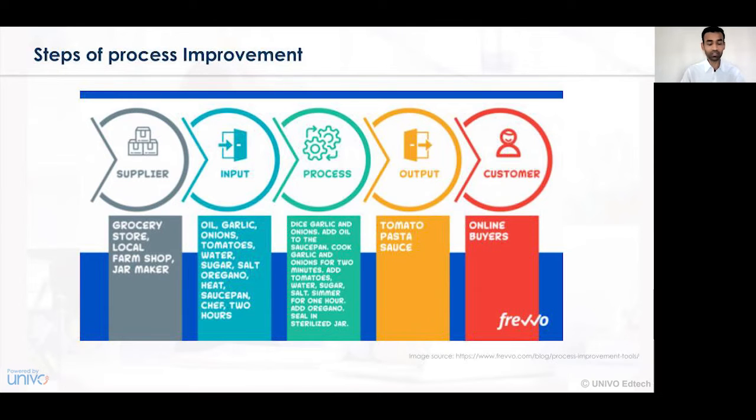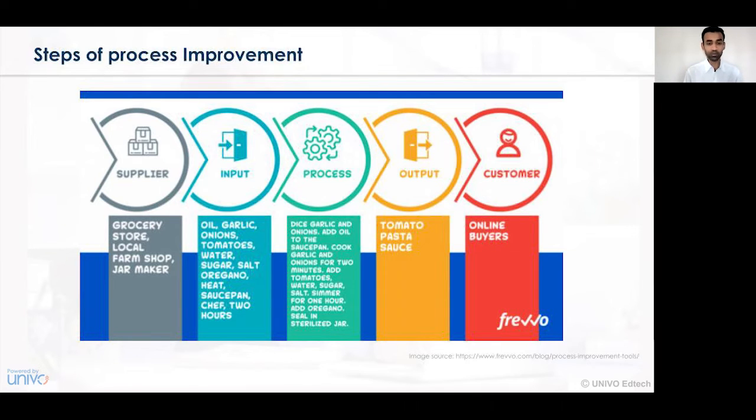So in case of the supplier, we need to identify what will be the amount of grocery that will be required, where is the grocery store, whether the grocery will be sourced from the local farm shop or from where the grocery will be purchased. And lastly, from where the jar will be taken, that is the container in which the sauce needs to be packed and delivered to the customer. And hence, we need to identify the supplier from all those perspectives, that is the grocery, the local farm shop, or the jar maker. So these are the various process improvement activities with respect to the suppliers.